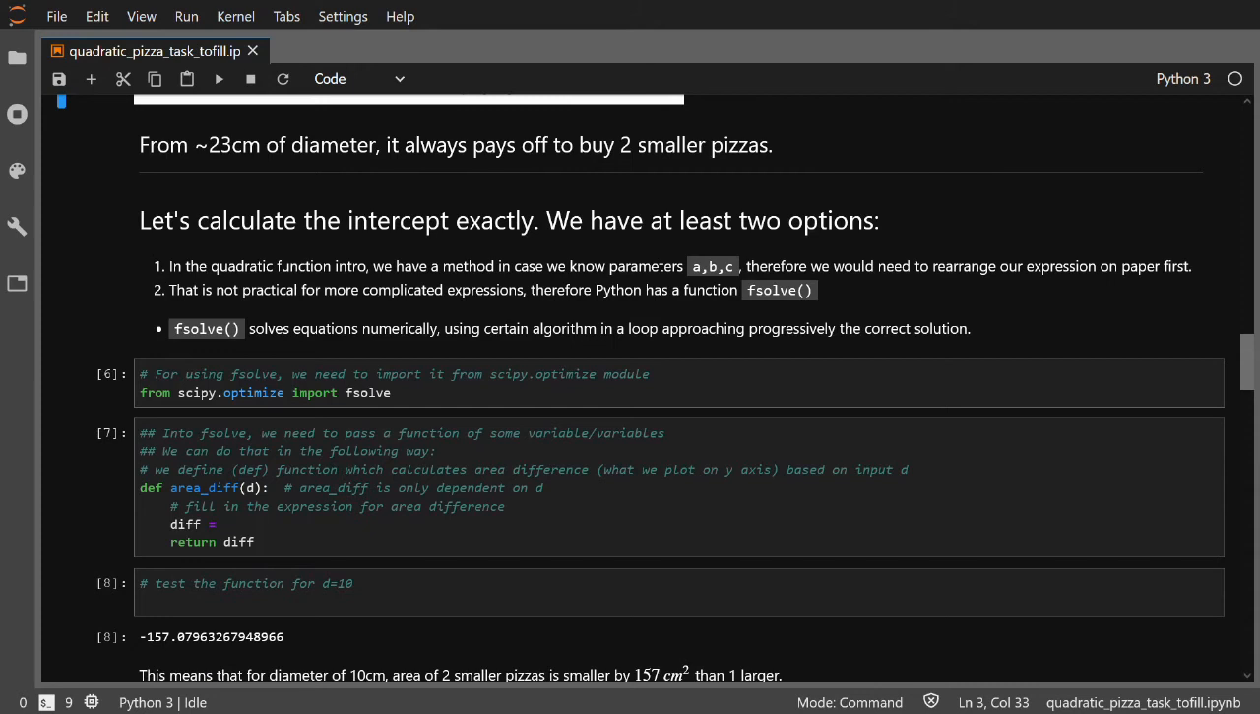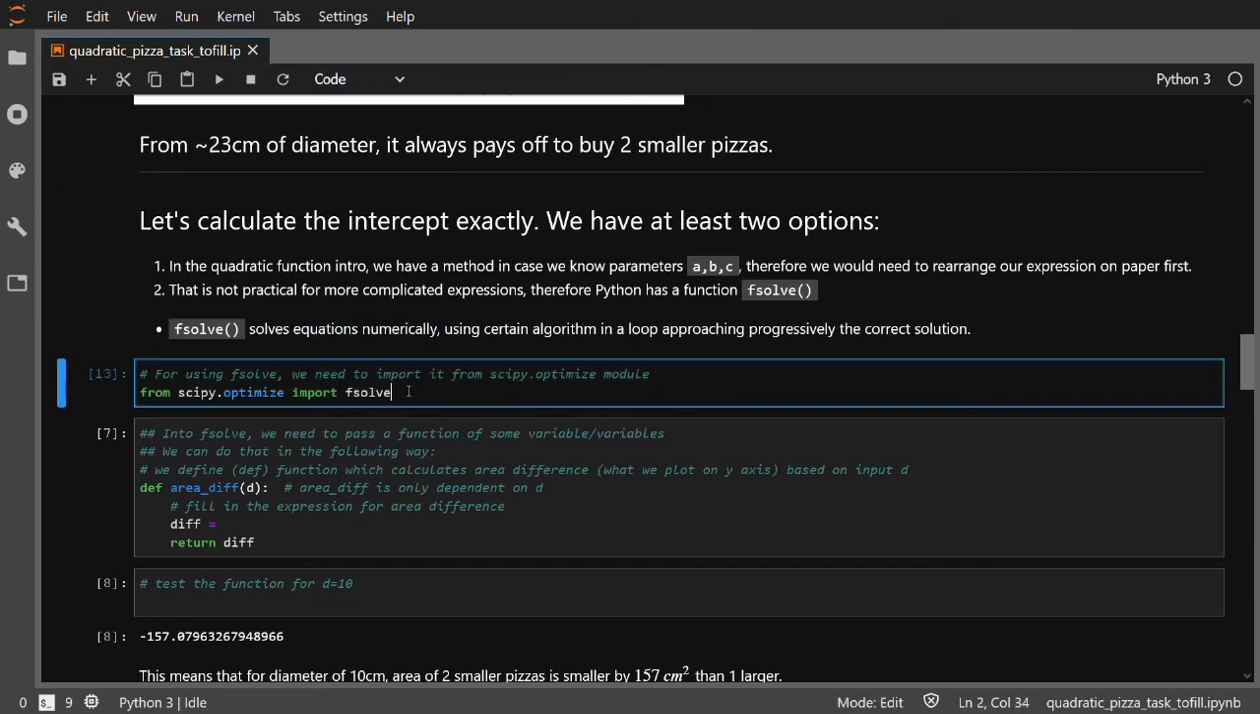We have at least 2 options. In the quadratic function introductory notebook, we have a method in case we know constants a, b, c, which are the parameters of the general expression for a quadratic function. But for that we would need to rearrange our expression on paper first. It's not always practical because expressions can get complicated, and Python has a function, fsolve, in that case. fsolve solves equations numerically, which is using a certain algorithm in a loop and progressively approaching the correct solution.